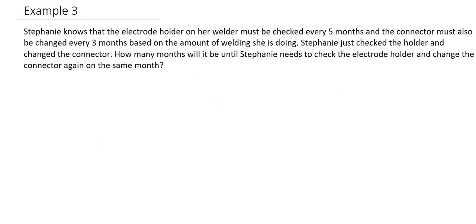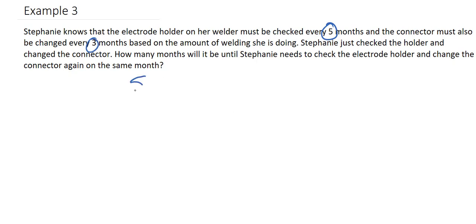Let's look at the last example. Example 3: Stephanie knows that the electrode holder on her welder must be checked every 5 months, and the connector must also be changed every 3 months based on the amount of welding she is doing. Stephanie just checked the holder and changed the connector. So how many more months will it be until Stephanie needs to check the electrode holder and change the connector again on the same month? So we have 5 months and we have 3. We're looking at multiples for those two.